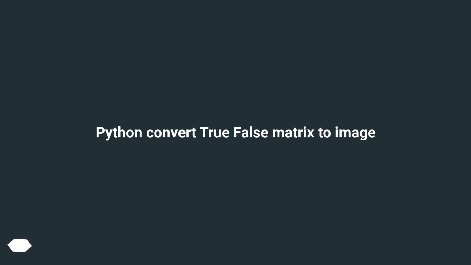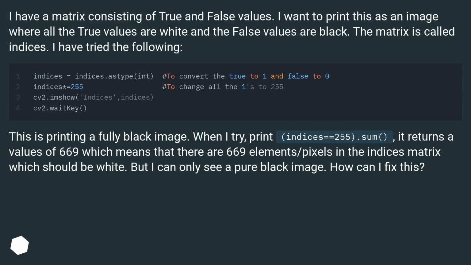Python convert true-false matrix to image. I have a matrix consisting of true and false values. I want to print this as an image where all the true values are white and the false values are black. The matrix is called indices.